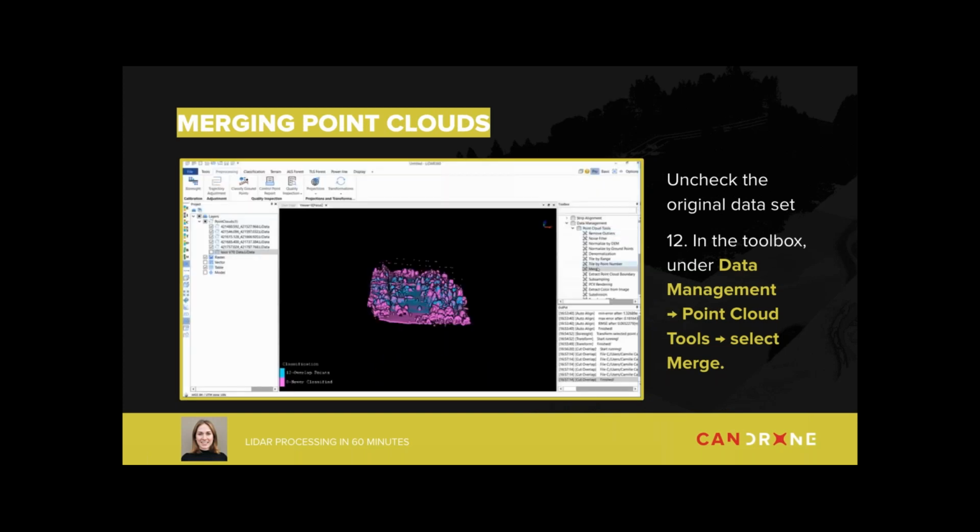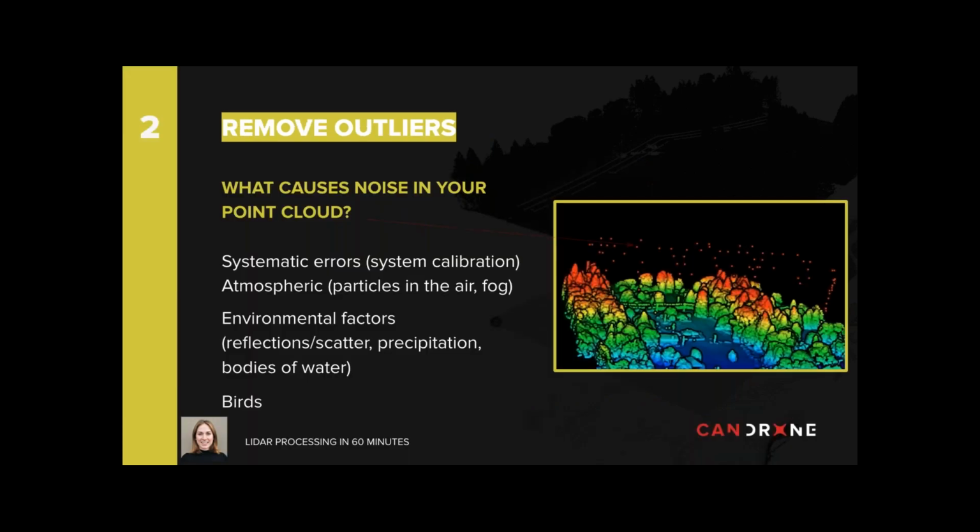Now that the Boresight correction has been applied to our strips of point clouds, we want to merge the point clouds back into one file so that we don't have 5 to 10 different point clouds. In the toolbox under data management, click on point cloud tools and then select merge and have that tool run. Once that tool has run, you'll have your merged point cloud, and you can remove the other point clouds from earlier. Now we want to remove outliers.